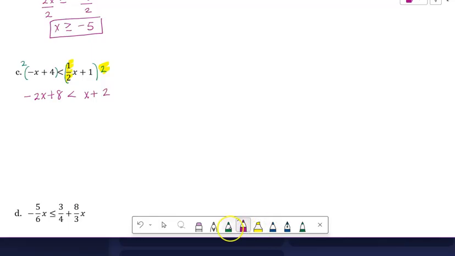I'm going to now add 2x to both sides, so that way I'll get the variable to be positive. So we get 8 less than 3x plus 2. Let's subtract 2 from both sides. So 6 is less than 3x, and then we'll divide by 3. So I'm getting that x is greater than 2.